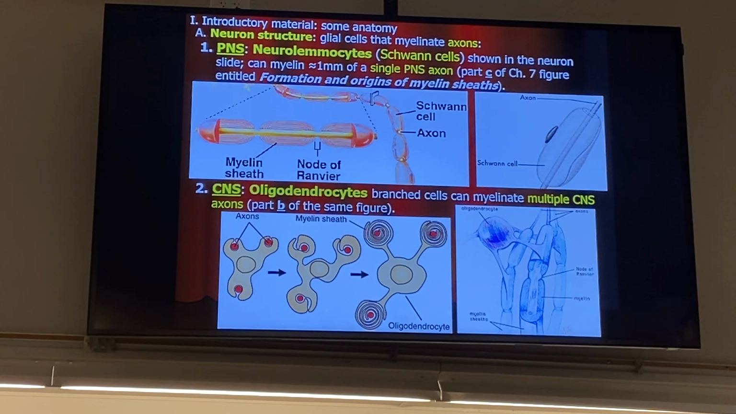Now, one difference between these two is that a neural endocyte will dedicate itself to one axon and myelinate about a millimeter of one axon. Because in the brain and spinal cord there are so many axons condensed, a single oligodendrocyte can branch out and myelinate several axons. This is the faithful spouse. This is the hoe.